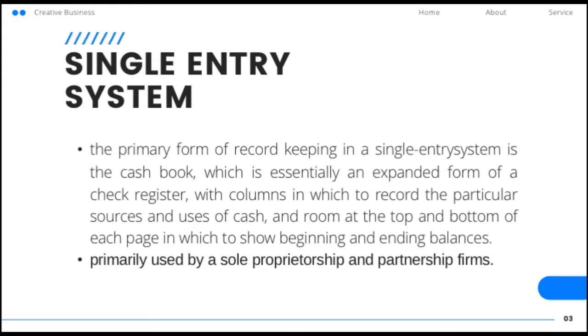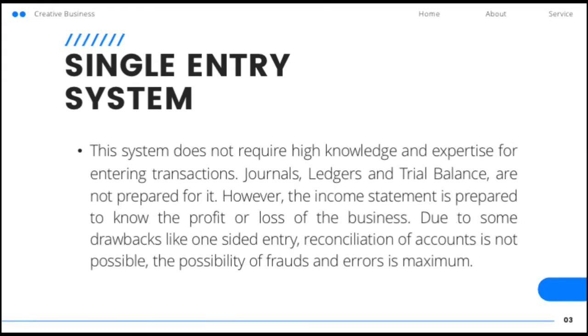Single entry system is primarily used by sole proprietorship and partnership firms. This system does not require high knowledge and expertise for entering transactions. Journals, ledgers, and trial balance are not prepared for it. However, the income statement is prepared to know the profit or loss of the business.